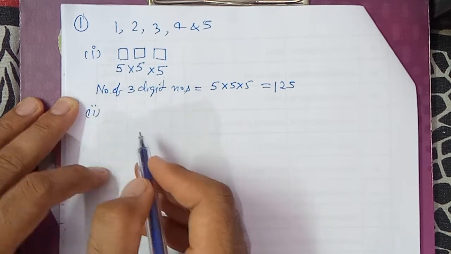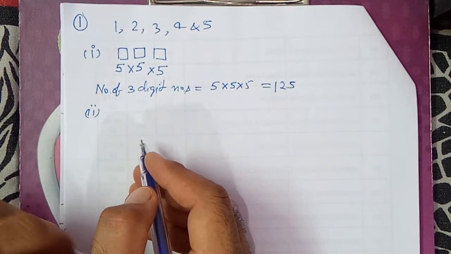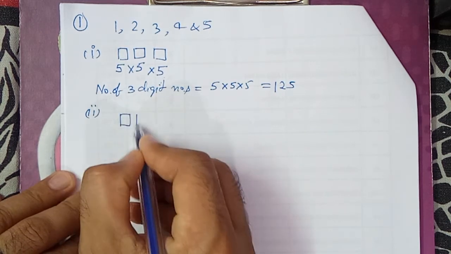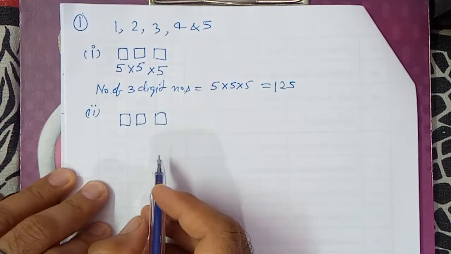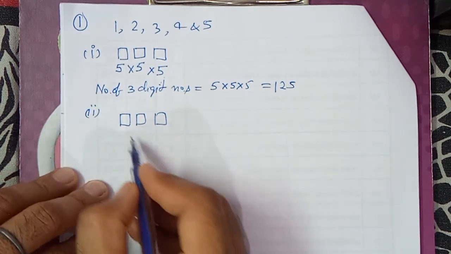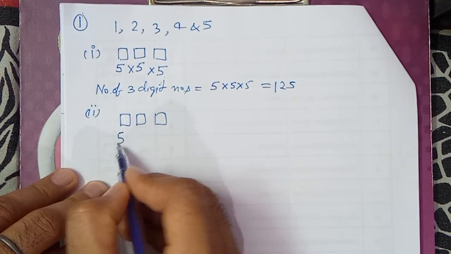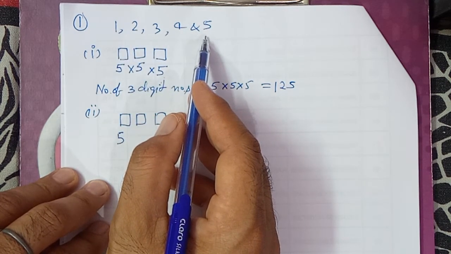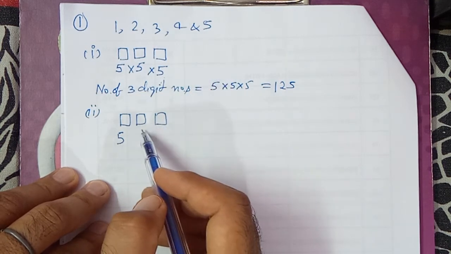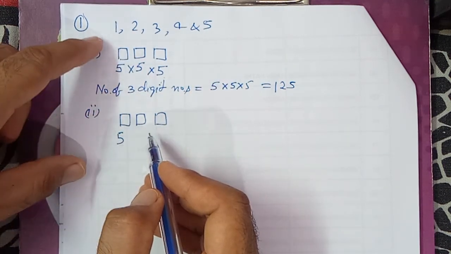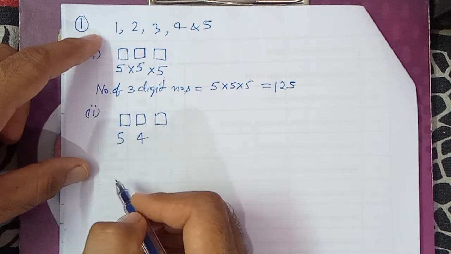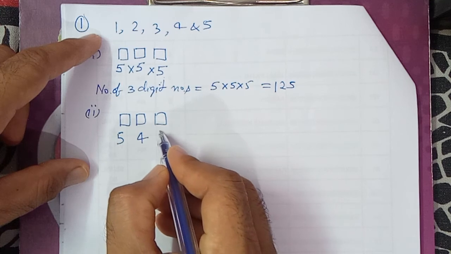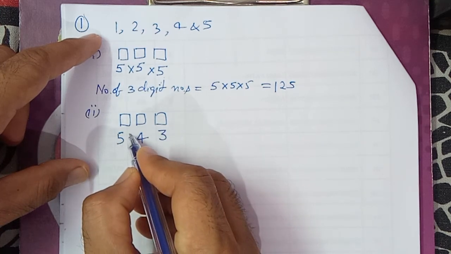Second part. Again, how many 3-digit numbers can be made if repetition of digits is not allowed? If repetition is not allowed, in how many ways can we fill up these 3 boxes? First place can be filled in 5 ways using 1 digit out of these 5. Now, repetition is not allowed, so you cannot use the same digit at the second place. It means options available for the second place is only 4. And in the same way, options available for the third place is only 3, as repetition is not allowed.